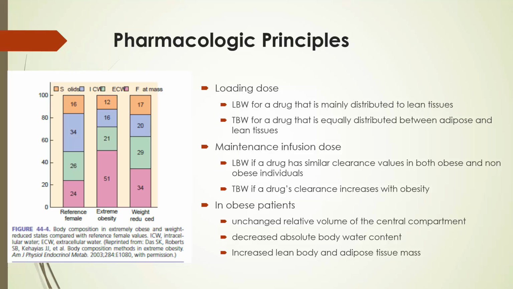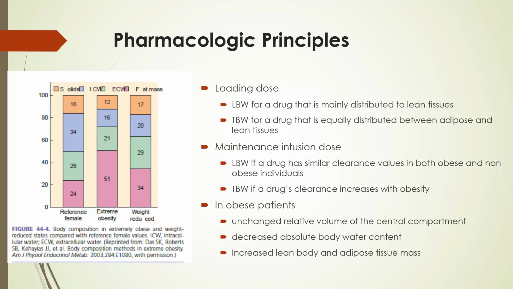A drug that's mainly distributed to the lean tissue should have the loading dose calculated based on the lean body weight. If the drug is equally distributed between the adipose and the lean tissue, dosing should be calculated based on total body weight. For maintenance, a drug with similar clearance values in both obese and non-obese individuals should have the maintenance dose calculated based on the lean body weight. But a drug whose clearance increases with obesity should have the maintenance dose calculated according to total body weight.